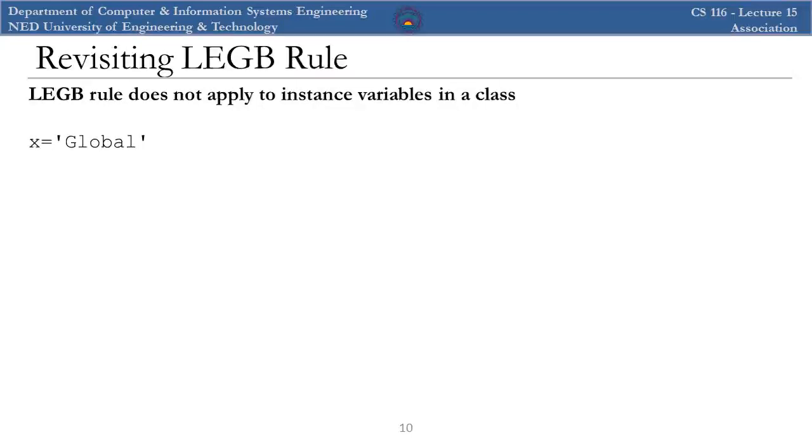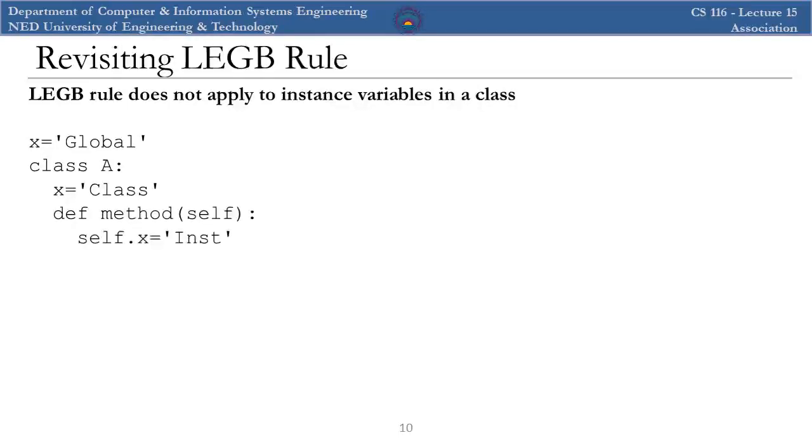I have defined this variable x in the global namespace in the main program, and now I'm defining a class A. Here I'm defining a variable x equals class. So this x is actually a class variable belonging to this class A, right? And then I'm defining a method, and inside this method I'm defining an instance variable, which is x, right? And why is it an instance variable? Because I'm accessing it through the self operator, and then I print this instance variable x.